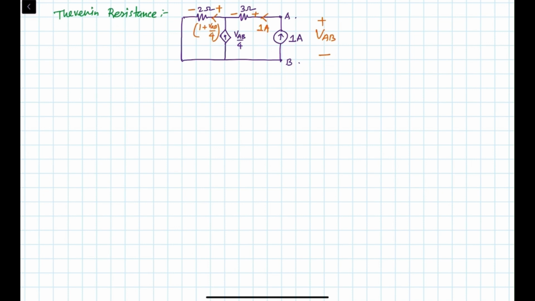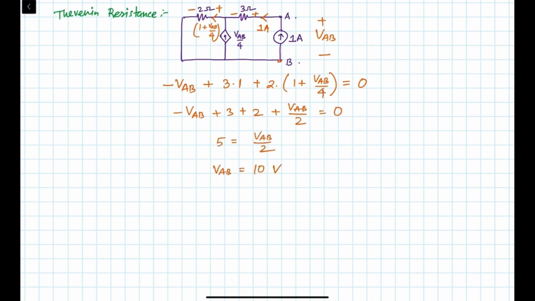During KVL, always try to follow the direction of the current. Okay, so minus VAB, if we start from here, since we are getting the negative side, so minus VAB. Then across the 3 ohm resistor, the voltage will be 3 into 1, V equals I into R, right? Then across the 2 ohm we'll get 2 into (1 plus VAB by 4) equal to 0. Now if we solve this, we get VAB is equal to 10 volt.